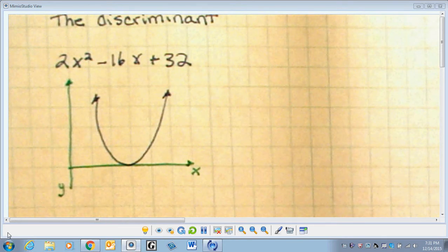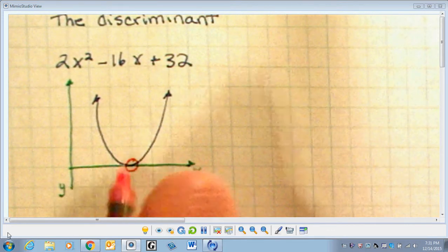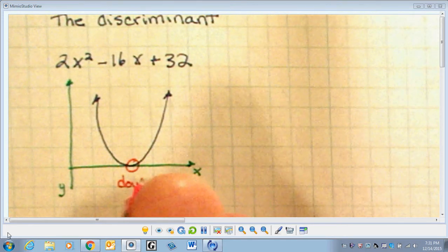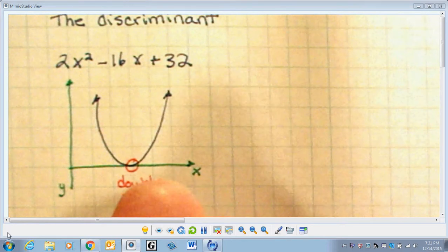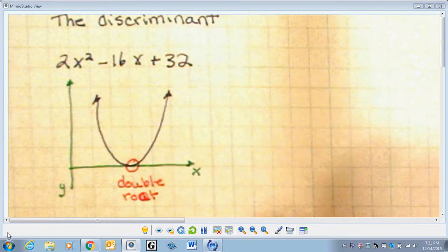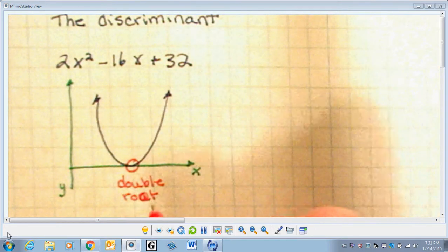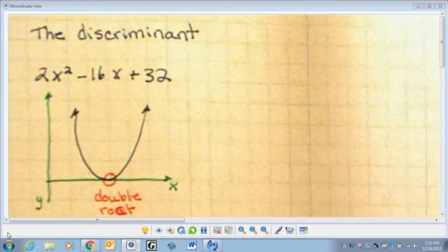So if we look at the number of roots, we have what's called a double root. Double root right here. Okay? And we can actually investigate and see what that is. So what we're going to do though is let's talk about the discriminant.